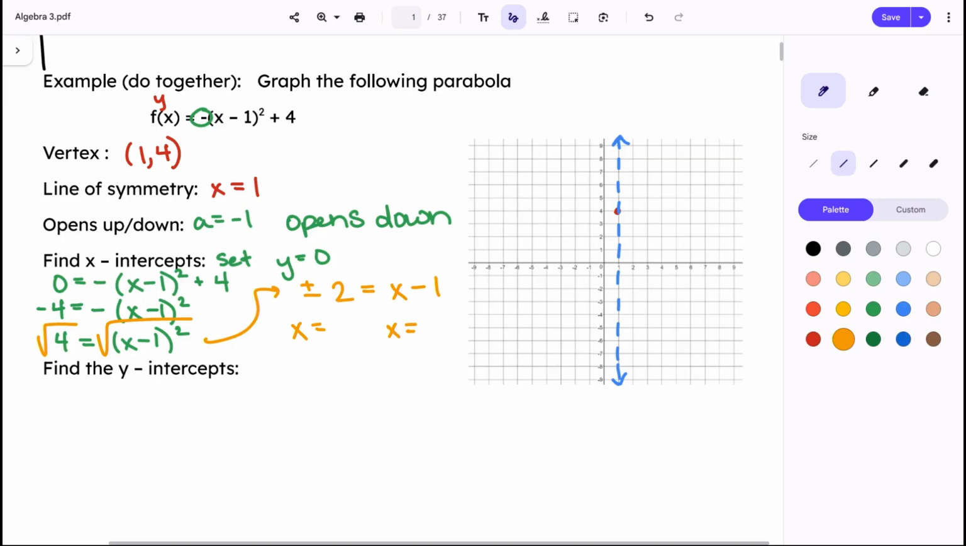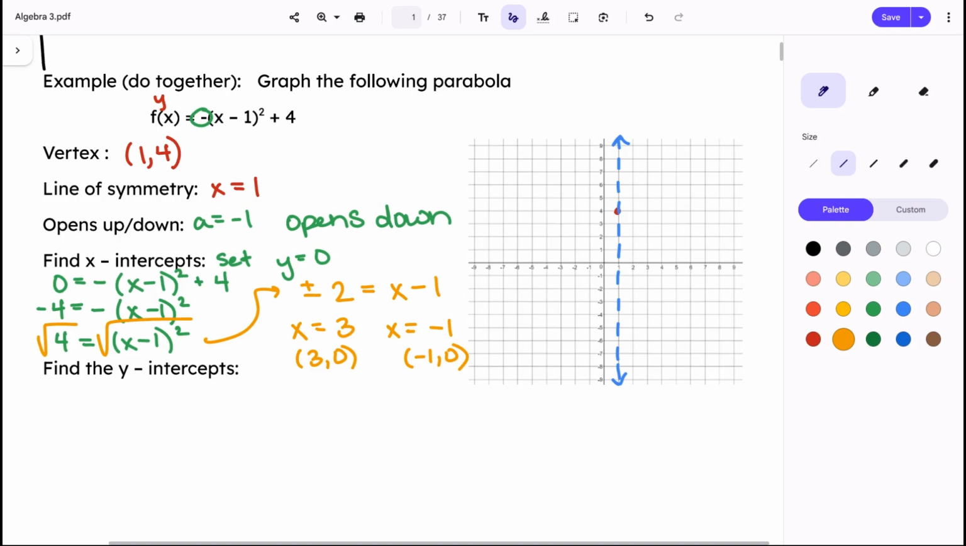3 and negative 1, because it'd be negative 2 plus 1, right? So it'd be a negative 1. Now think about these as coordinates. This is 3, 0, and this is negative 1, 0. Because if it's the x-intercepts, the y's are always going to be 0. Because that's what we set in. We set in 0 for y, and we got these 2 answers.